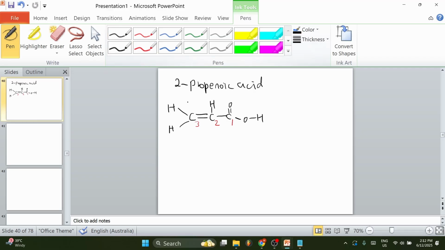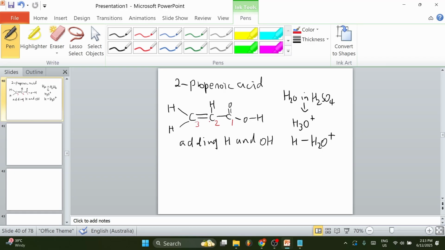In order to do that, we use the conditions of H2O and H2SO4. There's an alkene bond between C2 and C3. So do we put the hydrogen here or do we put the hydrogen here? And similarly, we can also ask, do we put the hydroxide here or do we put the hydroxide here? Because there are 2 possibilities in the one structure. Now it turns out that when we're adding hydrogen and hydroxide to the alkene portion of the structure, we are going to get a major product and a minor product.